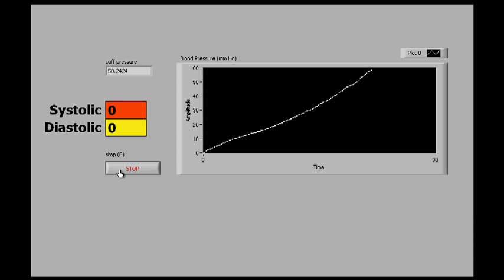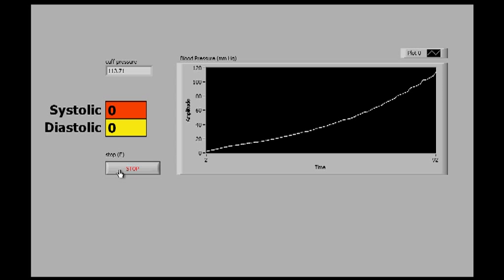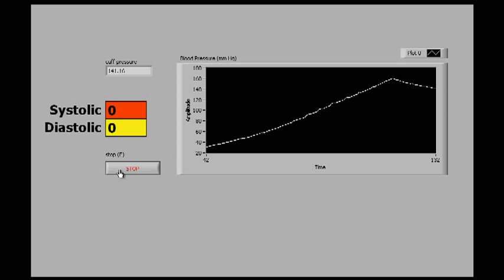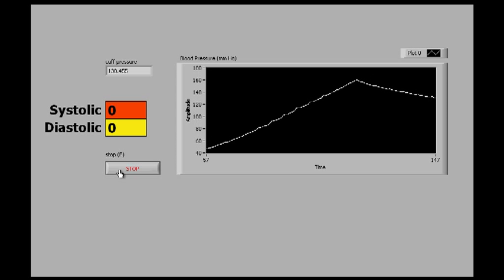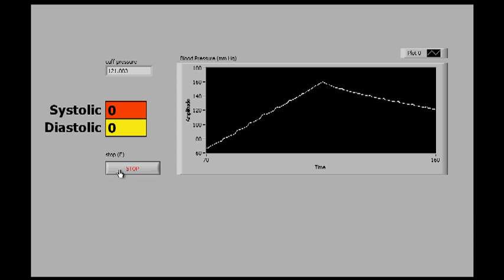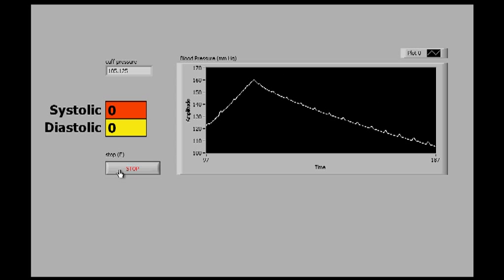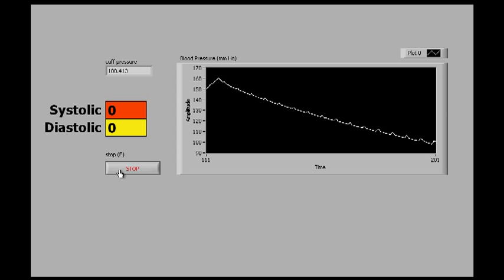When the VI starts, the pump is activated to inflate the cuff, and the solenoid valve is held closed. At a pressure of 160 millimeters of mercury, the pump is stopped and the pressure slowly comes down through the bleed valve. At this point, individual pulses can be seen in the blood pressure trace. As the blood pressure is reduced, the amplitude of these pulses increases to a maximum and then begins to decrease.